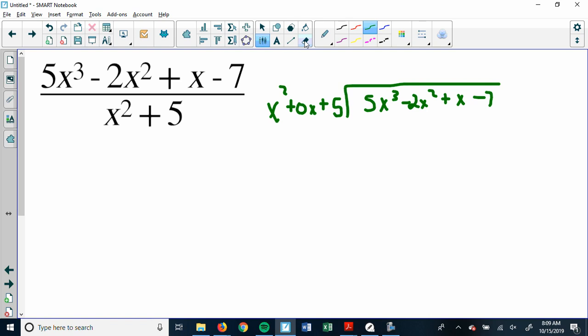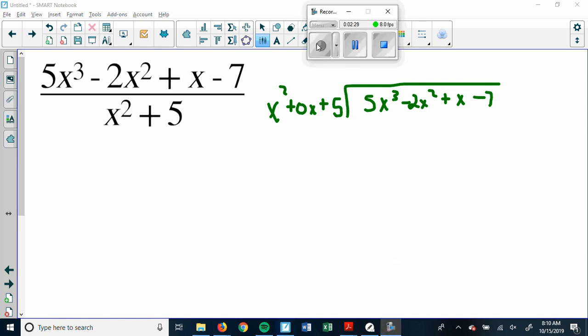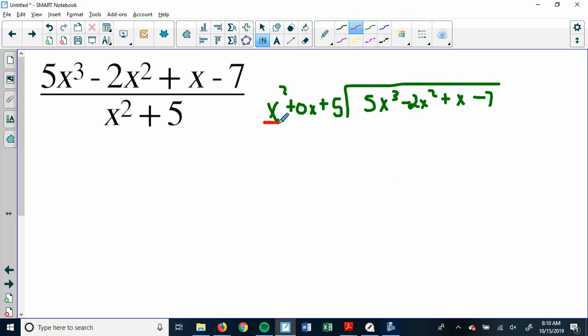Now, the only thing that matters when we're doing this, remember what we were looking at. What's going to matter here is this, and we're always going to compare it to the first term in line. So what we have to think about is x squared times what equals 5x cubed. Hopefully it makes sense to you that the question mark is 5x. So we're going to put 5x, and I like to put it here. Some people like to put it above the x. It doesn't matter.